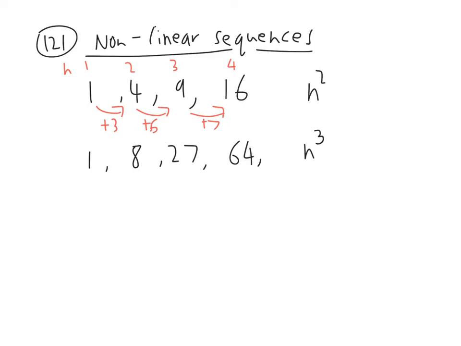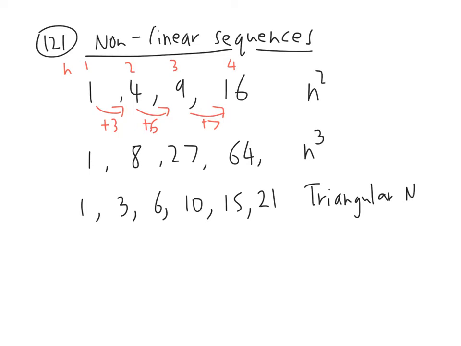Now there are two sequences that are not linear, but you would be expected to know the nth term for them because you're just squaring the n or cubing the n. There might be some other non-linear sequences you wouldn't necessarily be expected to know the nth term for, but you should be familiar with the sequence 1, 3, 6, 10, 15, 21. I'm not going to write the nth term, you won't be expected to know that, but you should be able to identify that to be the triangular numbers.